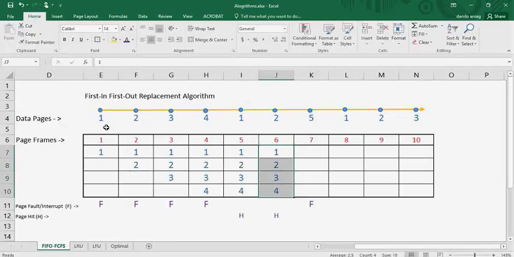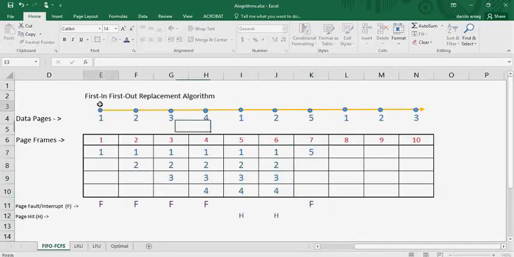So you got 1, 2, 3, 4. You got that 1, 2, 3, 4. So the first data page that got in is actually 1. All right, so 1 would be the candidate to be replaced by 5. So here I'm going to put 5.